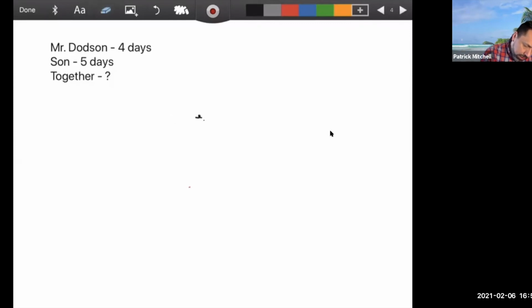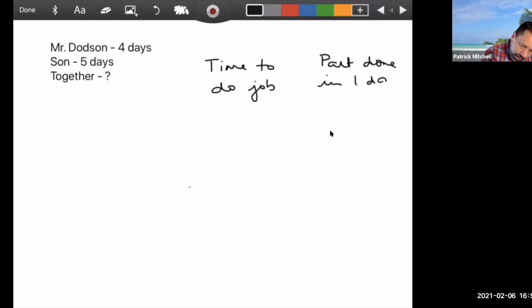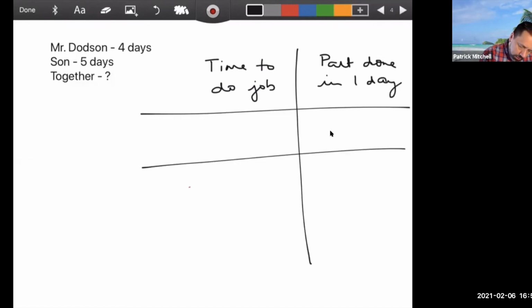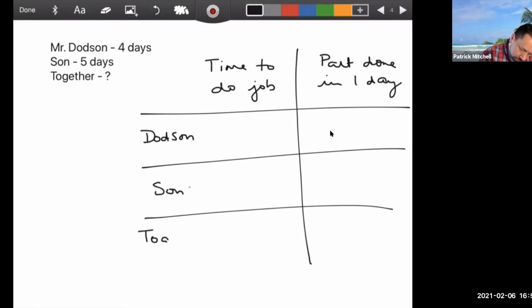Let me move this up a little bit, give myself some more room. Time to do job. And then over here, I'm going to say part done in 1 day. Okay, and then over here, I'm going to put Dodson, son, and then together.